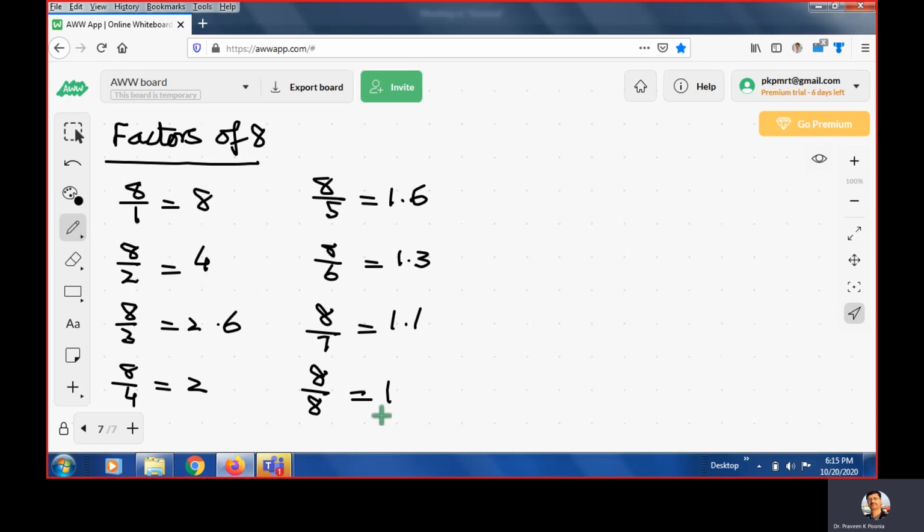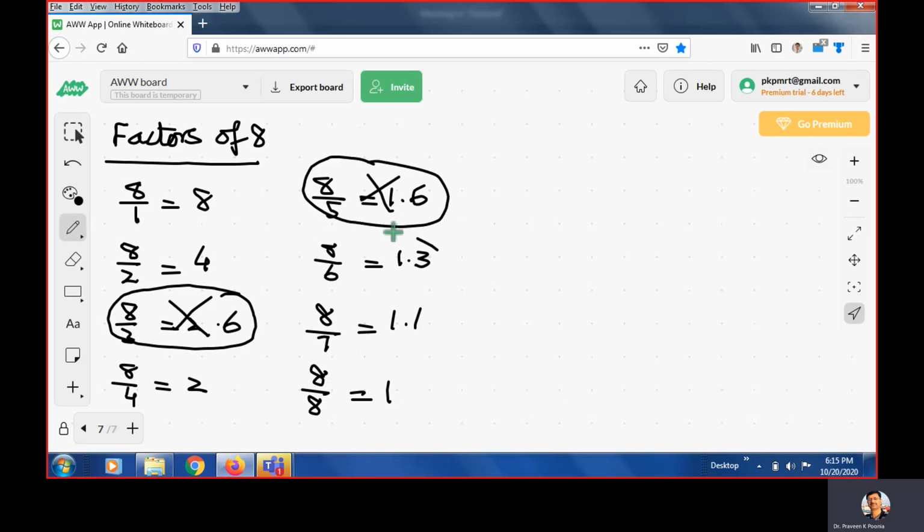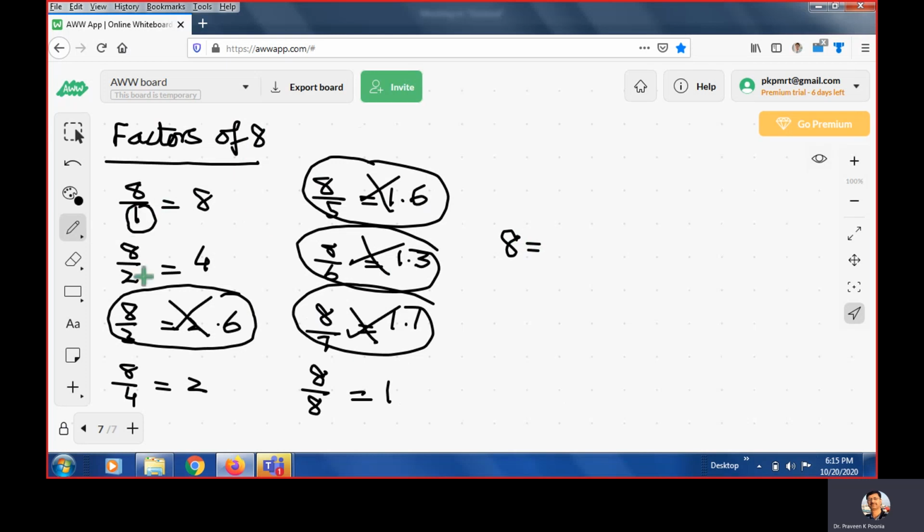Clear? If you notice here, this is not an integer outcome, it is a decimal. Cut it. This is also a decimal. Cut it. This is also a decimal. Cut it. This is also a decimal. Cut it. So what are the possible factors of 8? The possible factors of 8 are 1, 2, 4 and 8. Clear?